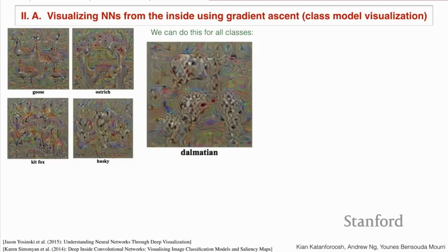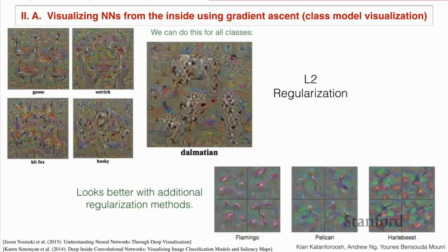It means that pushing the pixels to an orange color would lead to a higher score of the kit fox in the output. If you use a better regularization than L2, you might get better pictures. So this is for flamingo, this is for pelican, and this is for hartebeest. One interesting thing is that in order to maximize the score of flamingo, the network visualized many flamingos. It means that 10 flamingos lead to a higher score of the class flamingo than 1 flamingo for the network.